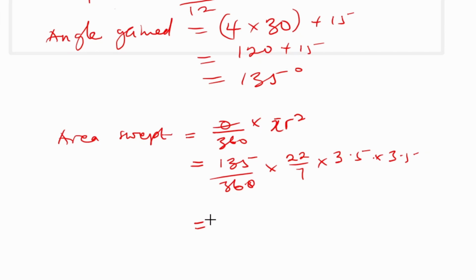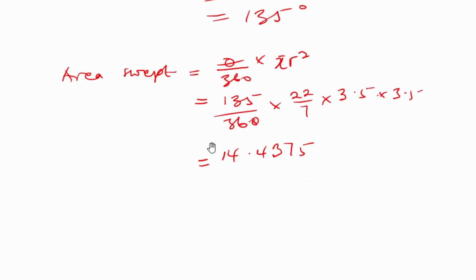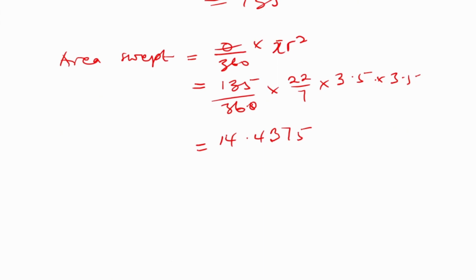And if you work this out with your calculator, you should get 14.4375. The question asks us to leave this to 3 significant figures, so that will give us 14.4 square centimeters, which is 3 significant figures. And that is the answer for the first part.